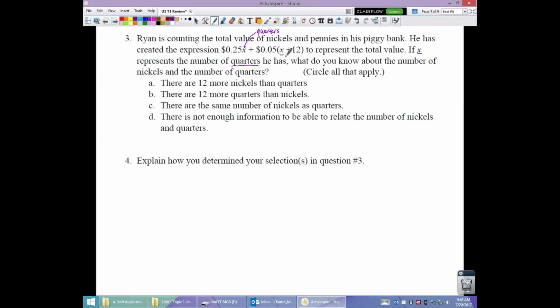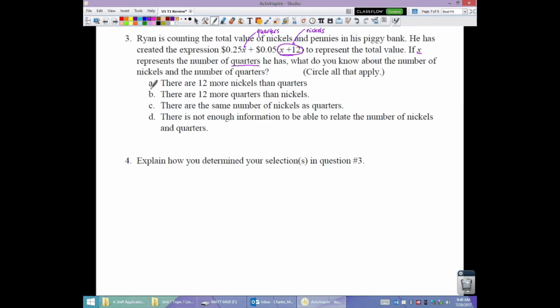So why would he be multiplying this expression times 0.05? Well, that represents 5 cents. So what would you multiply by 5 cents? This must be the number of nickels. Okay, so he has X quarters, he has X plus 12 nickels.